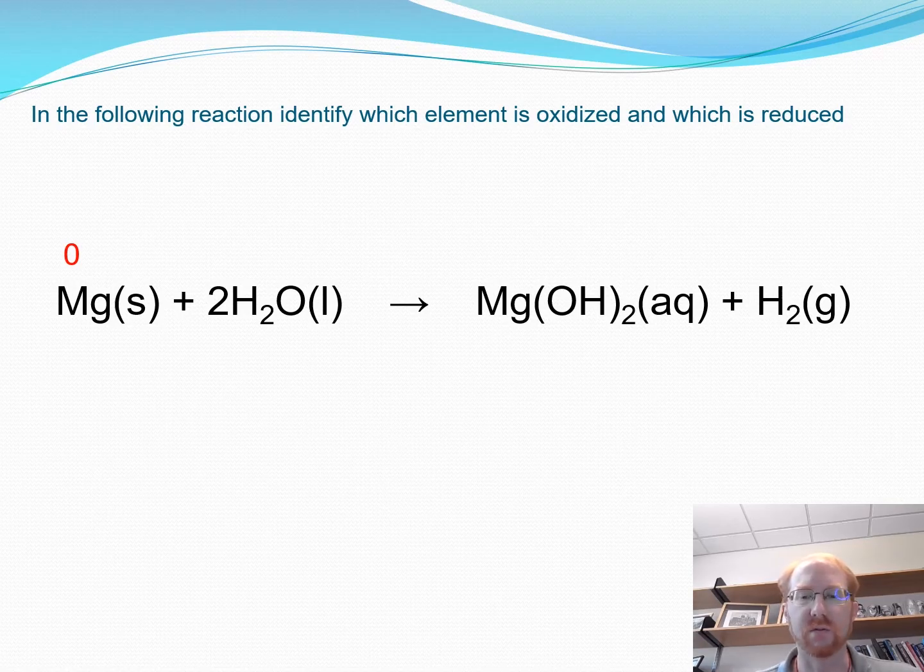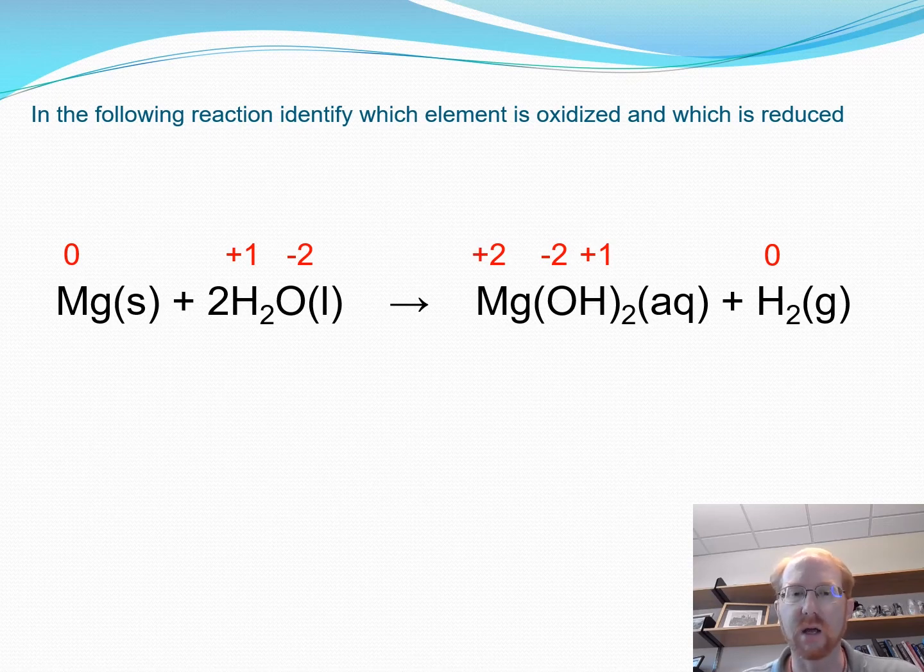For magnesium and hydrogen, hydrogen is a diatomic gas, so it naturally occurs as H2. We look in water: oxygen always has a -2 value, and hydrogen always has a +1 value. Let's go over to magnesium hydroxide. Again, oxygen is always -2, hydrogen is always +1. That means our hydroxide ion is a -1 ion. We know that, and then we've got 2 of those, so that means the magnesium has to be a +2 charge.